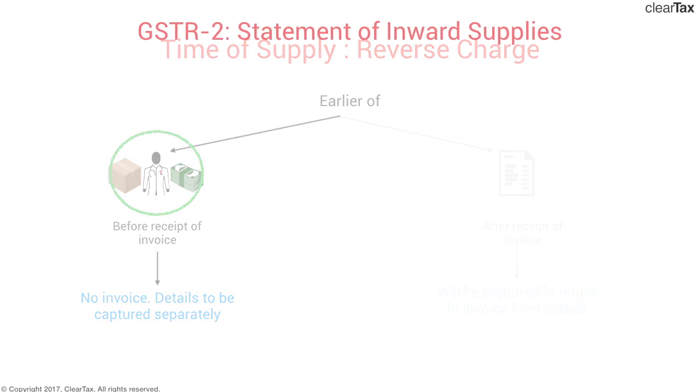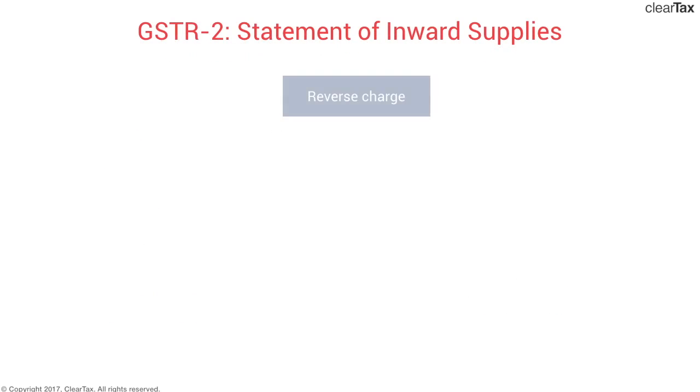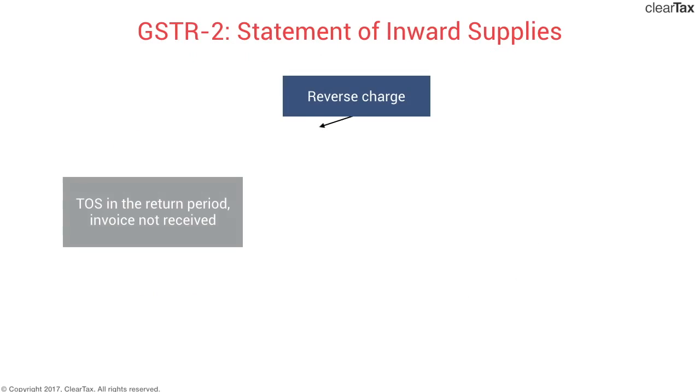Let's check the details that the recipient has to actually fill in for reverse charge. There are two broad categories. One, that the time of supply is in the return period, the GSTR 2 if you're filing for September, and the time of supply has also occurred in September, but you've not yet received invoice. That's our situation.